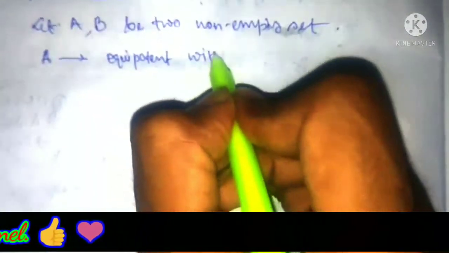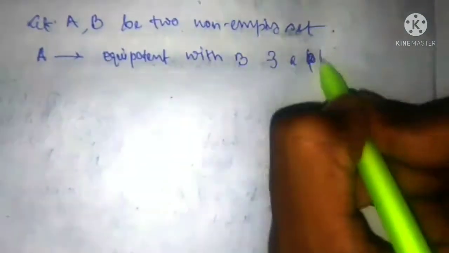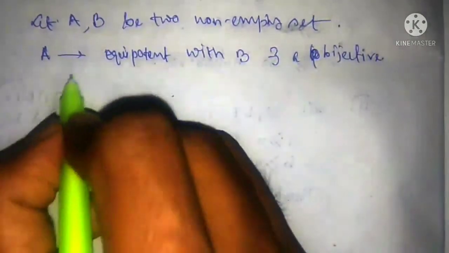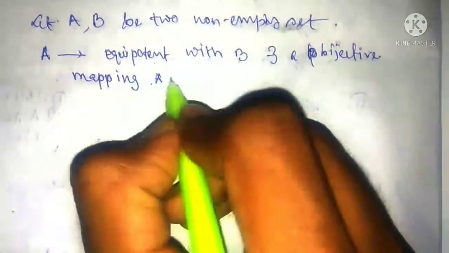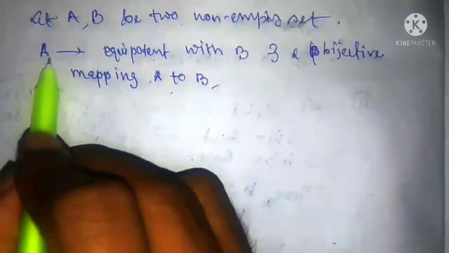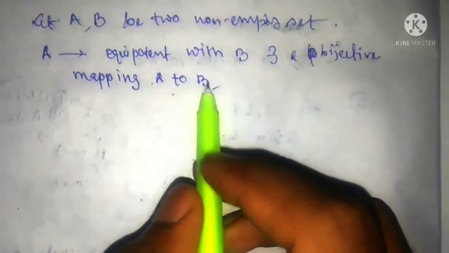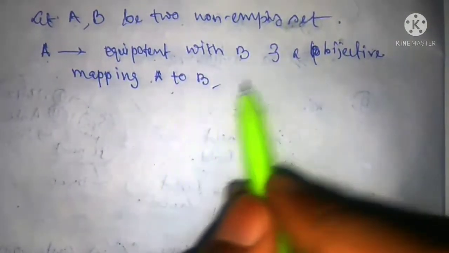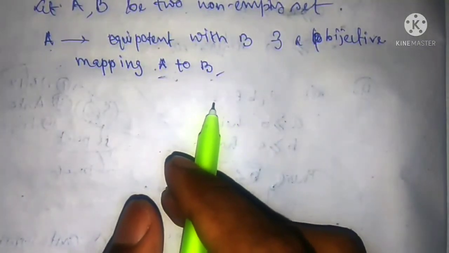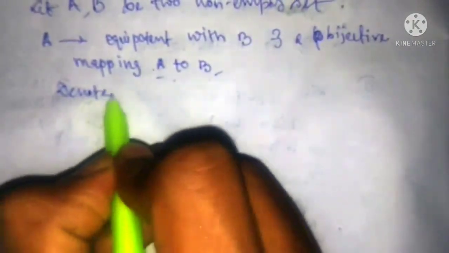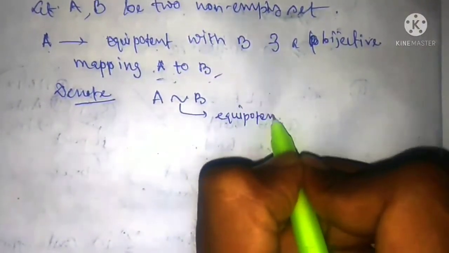with B if there exists a bijective mapping from A to B. Okay, so an equipotent set from A to B is said to be an equipotent set if there exists a mapping from A to B, a bijective mapping, and we denote A is equipotent with B with this symbol, the equipotent symbol.